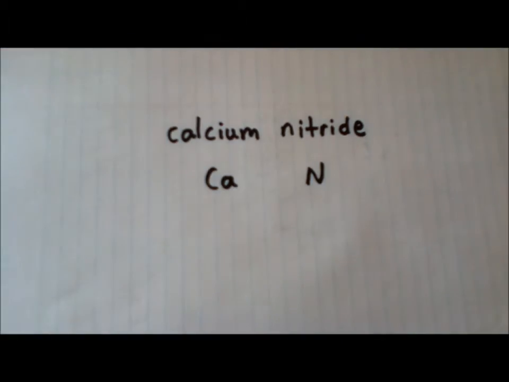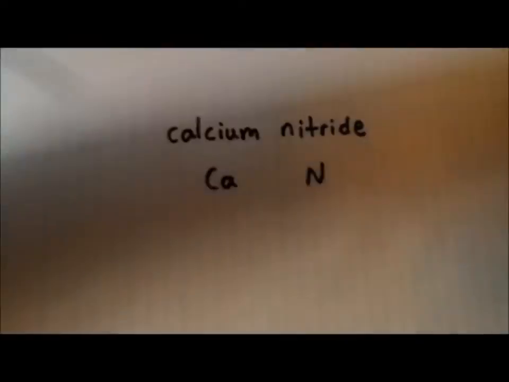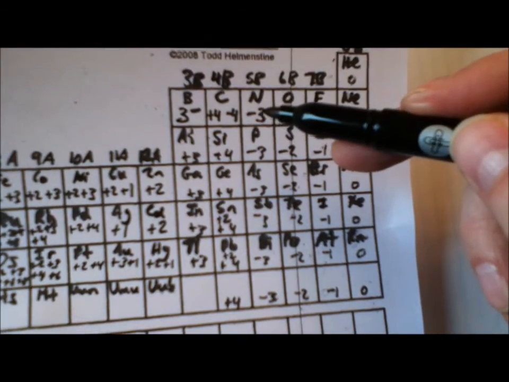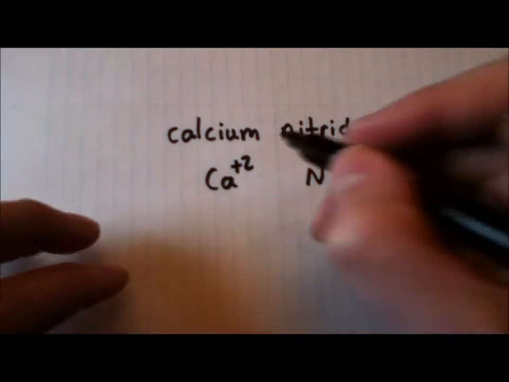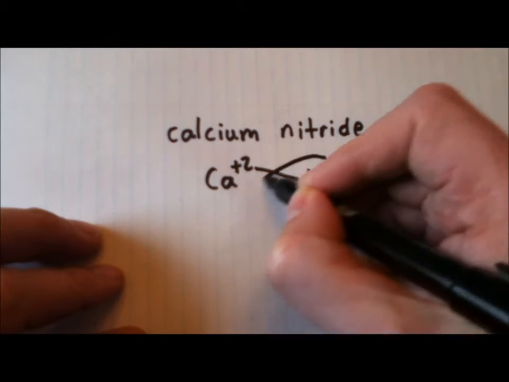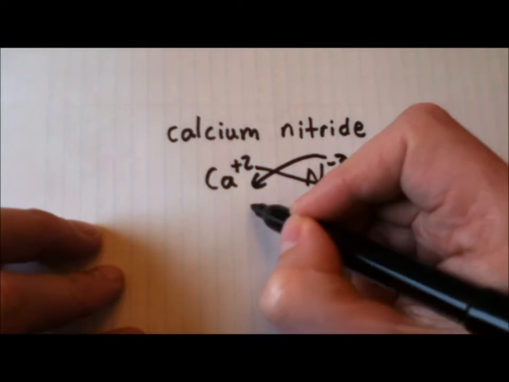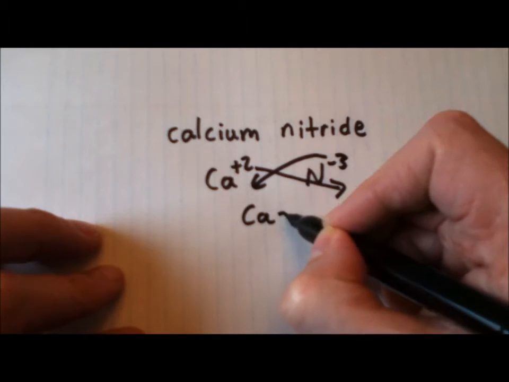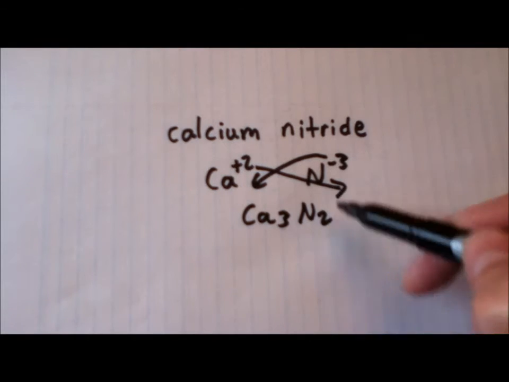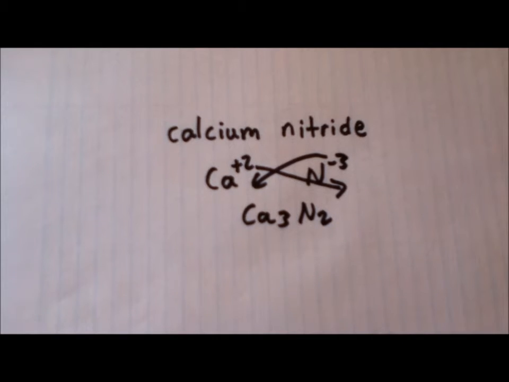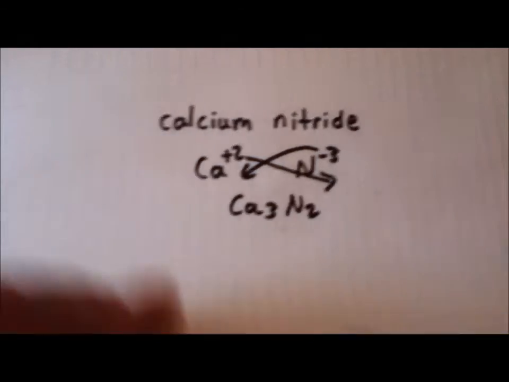Now I need to figure out the charges for these guys. I go to this sheet, I find calcium has a charge of +2, and I write that to the top right. I notice that nitrogen has a charge of -3, and I write that to the top right. Then I use the crisscross rule, so this guy comes down here, that guy goes there. Now my formula is Ca3N2. I don't have more than one non-metal, so I don't have to worry about brackets, and 3 and 2 are already written in lowest terms. So my formula here is as you see it.